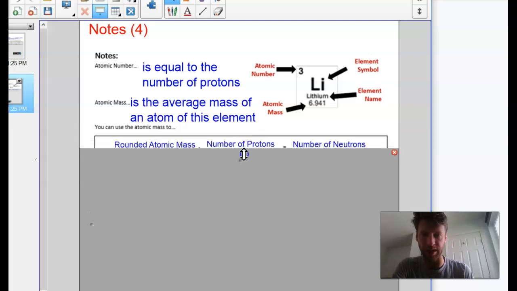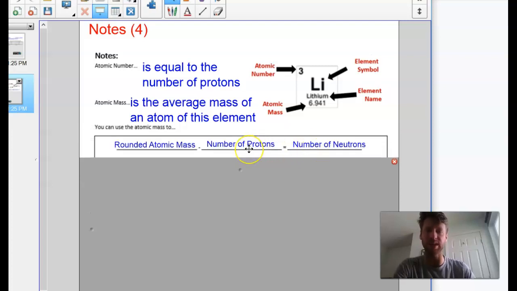So, what you need to know for today is we can use the atomic mass to calculate the number of neutrons. First, we have to take the atomic mass and round it to the nearest whole number. Then we subtract the number of protons, or the atomic number, and that gives us the number of neutrons.